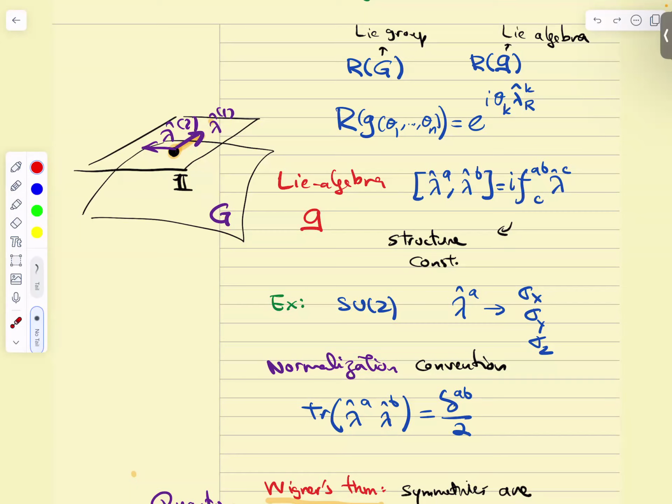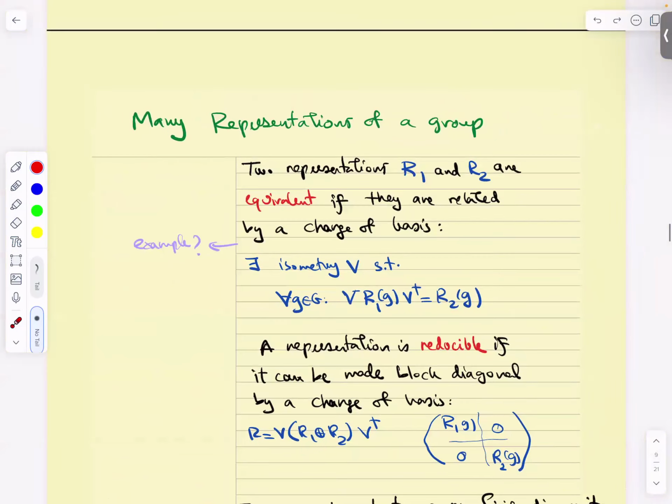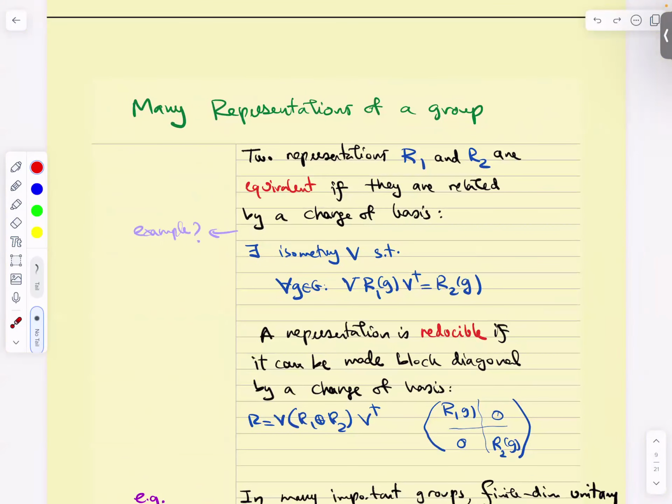Good? All right. We also said that Wigner's theorem tells you that symmetries are represented as unitary and anti-unitary representations on the Hilbert space. That's what symmetry is in the quantum world. All right, any questions? Now, in the remaining 20 or 25 minutes, I'm going to talk about representations of a group.